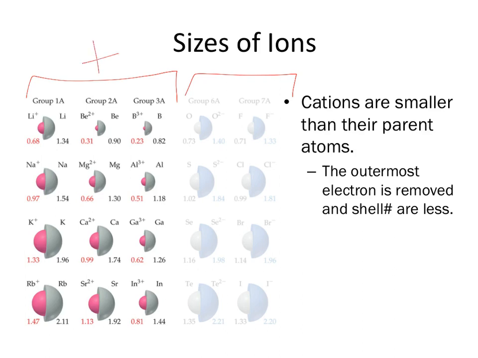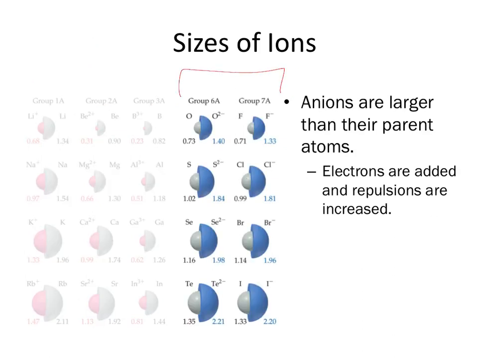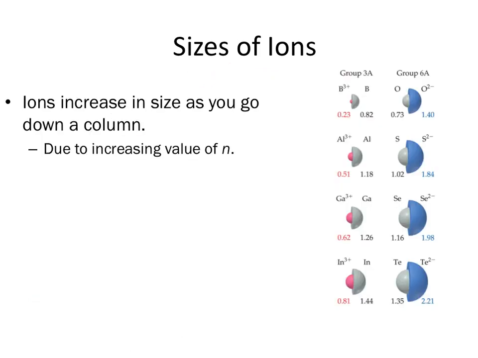Cations, which are positive ones, have lost electrons. They get smaller as they go across because they're getting more protons, and it's pulling that outer shell in closer. And then anions, which have gained electrons and have a negative charge, follow the same trend: they get smaller as they go across because, again, they're getting more protons. What I really need you to understand here is that there is a difference between cations and anions. In general, cations are smaller and anions are bigger. The trend within the two is that they both get smaller going across. It just starts over when you go from cation to anion.